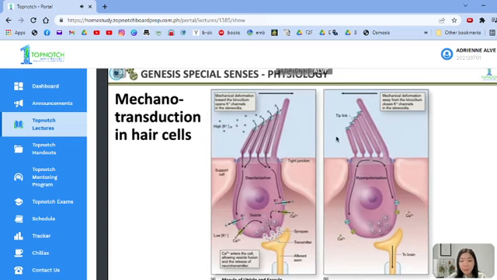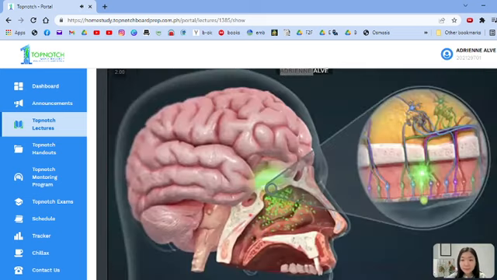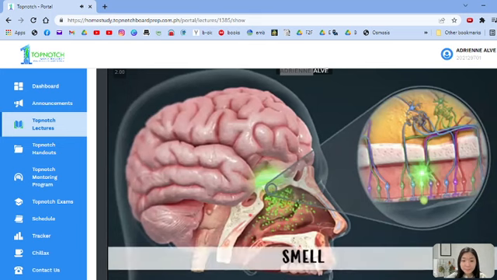Now, movement in the opposite direction, or away from the kinocilium, will produce slacking of the tip links, closing of the channels, and hyperpolarization, and thus it inhibits neurotransmitter release. And that was balance. Let's move on to smell.